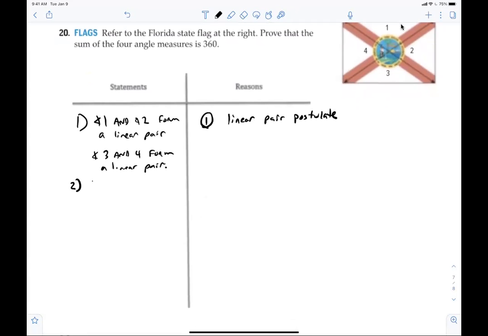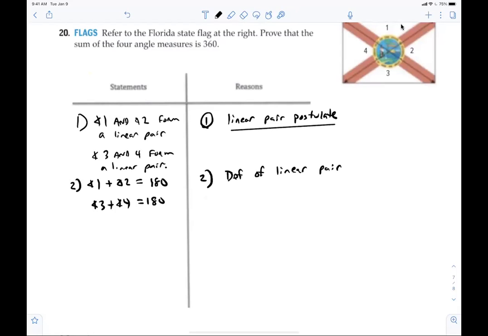So now you can say angle 1 plus angle 2 equals 180. Angle 3 plus angle 4 equals 180. That's the definition of a linear pair. All right. Definition of linear pair. All right, so the linear pair postulate is just showing you that two angles that form a line, right, form a linear pair. The definition of linear pair means that those two angles add up to 180 degrees.